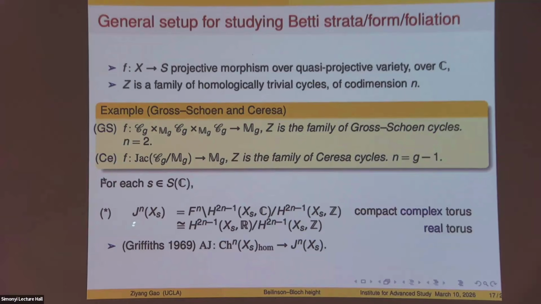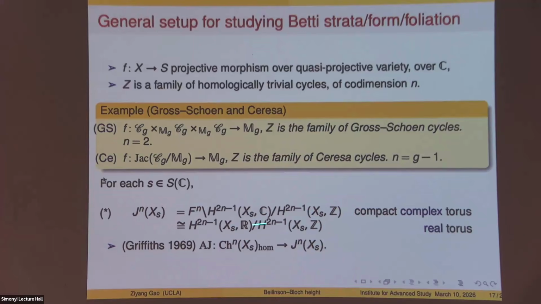For any point on the base, we define the so-called intermediate Jacobian as follows. As a real torus, it's very simple. It's just the 2n minus 1 cohomology with real coefficients mod the Z coefficients. So it's a real vector space mod a lattice. It is just a real torus, which is a compact real torus. On this real coefficient cohomology, we can also give a complex structure. That's we take the complex cohomology and then mod the middle degree Hodge filtration. Then this is a complex torus, which is compact.